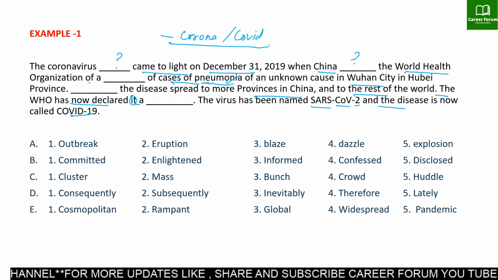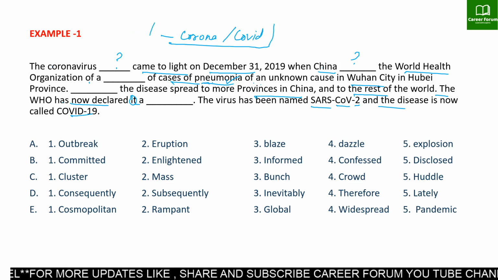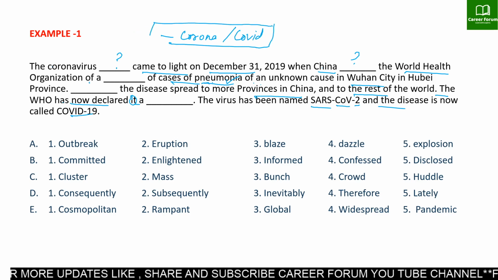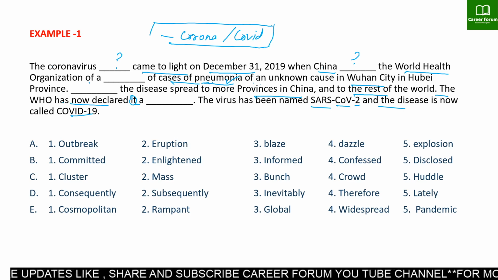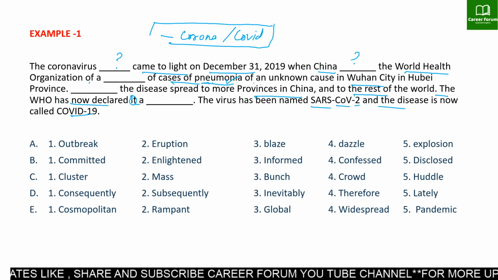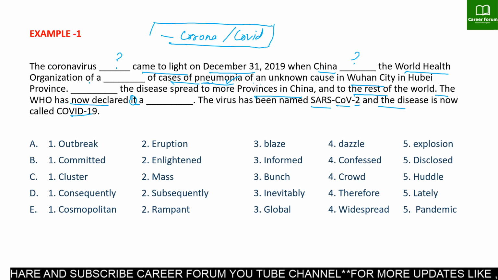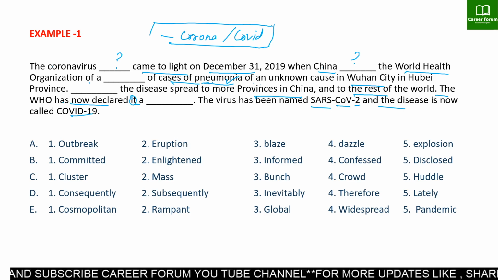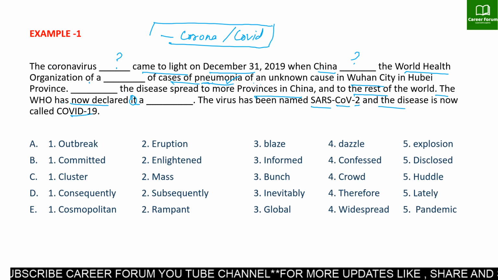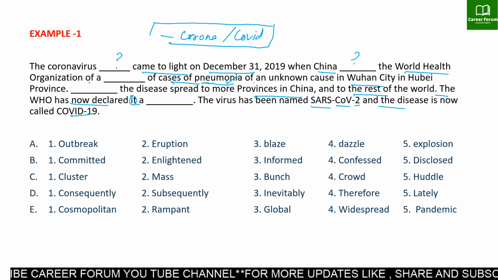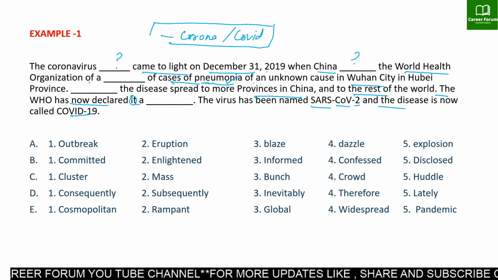So the main idea is corona or COVID. This you have to keep in consideration. Fine. Okay, so student, as I have just mentioned, the passage talks about coronavirus, which was first revealed on December 31, 2019.